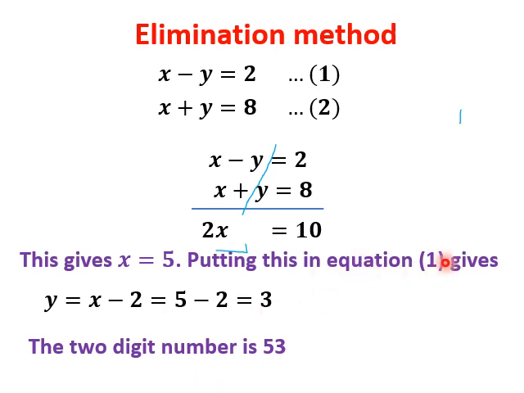Putting this in equation 1, we get y equal to x minus 2, and substituting the value of x equal to 5, we get y as 3. So our 2-digit number is 53. Why this is called the elimination method is because we have removed one variable through basic mathematical operations such as addition and subtraction.